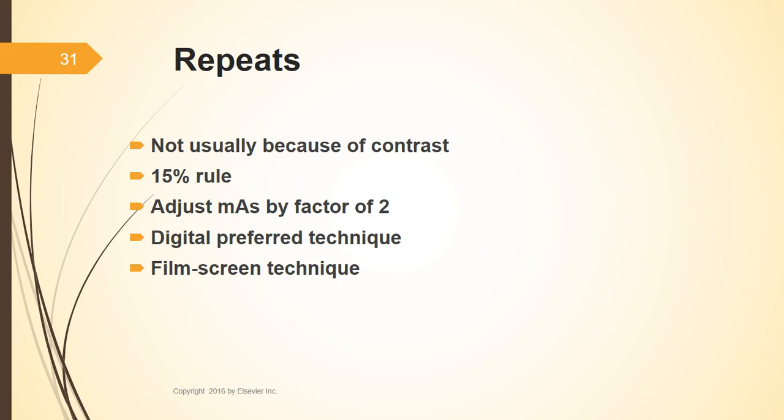However, we prefer the digital technique because exposures using higher kV with lower mass are recommended in digital because the contrast is controlled during processing. Higher kV and lower mass values are not recommended as a general rule during film screen because of the contrast. It's required to best visualize the structures.